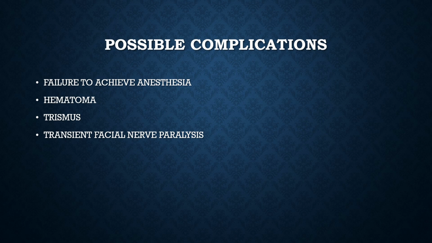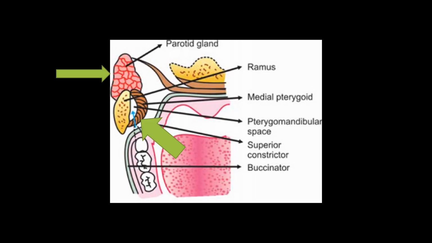Trismus is another complication with an inferior alveolar nerve block. Now, why do we get trismus with an inferior alveolar nerve block? This is because the medial boundary of this pterygomandibular space, that is the place where we inject for giving the block, is bounded by the medial pterygoid muscle. If we were to puncture this muscle multiple times with our needle, there's a possibility that this muscle might go into spasm, because of which the patient might experience trismus.